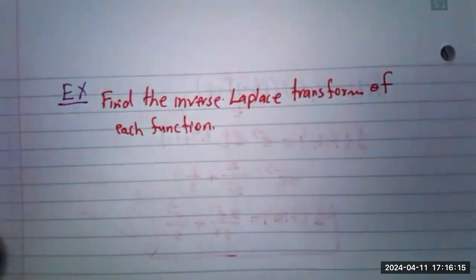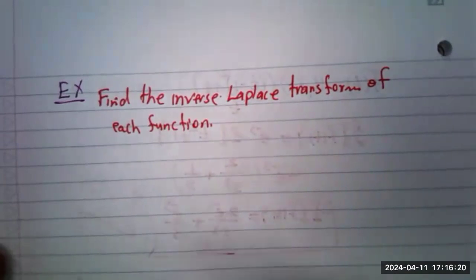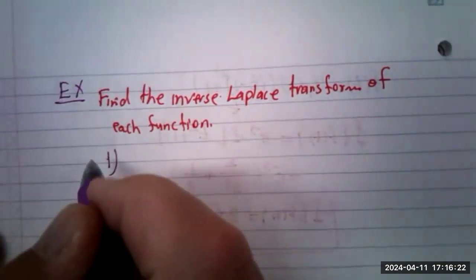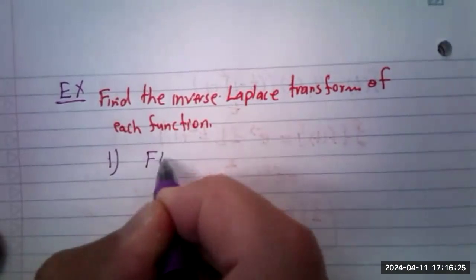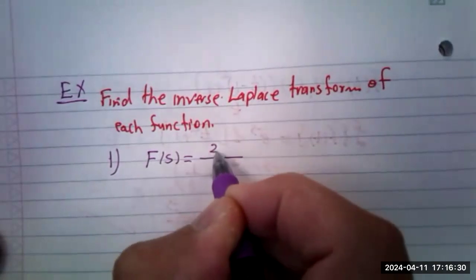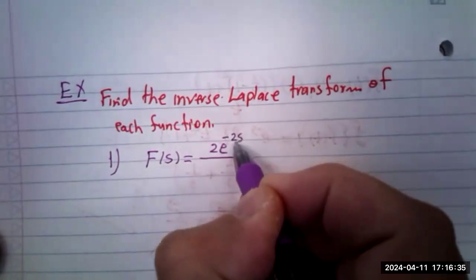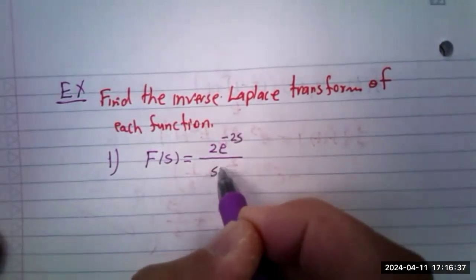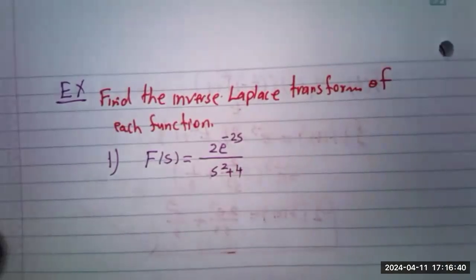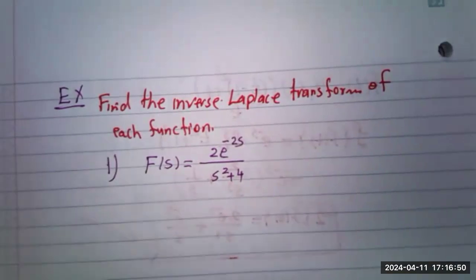It's very easy to identify that. You have to use the method that we talked about. So we go with the first one. The function is F of s equal to 2e to the negative 2s over s squared plus 4. As soon as you see that e to the negative 2s, you realize that this must be done by the translation theorem that we talked about. So the formula that you have to use is this one.